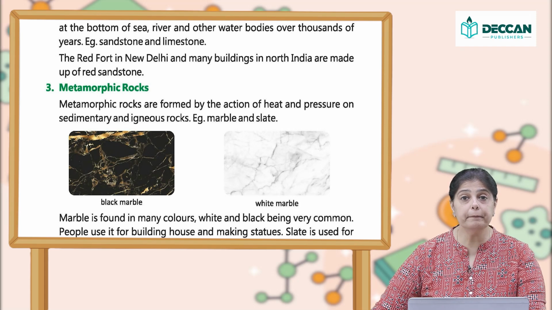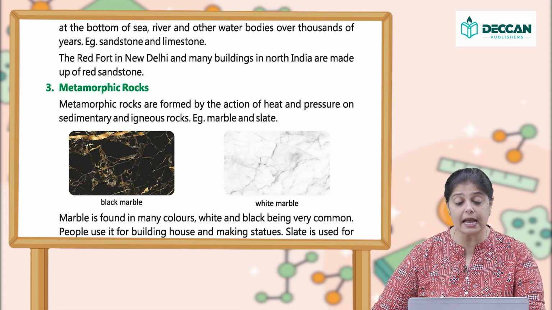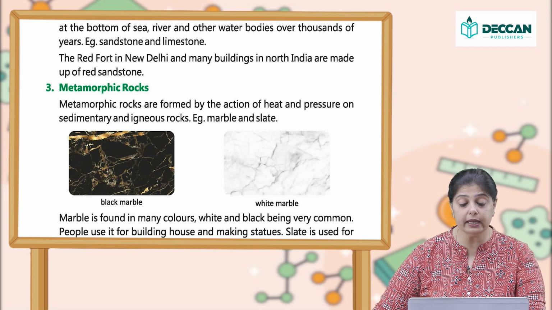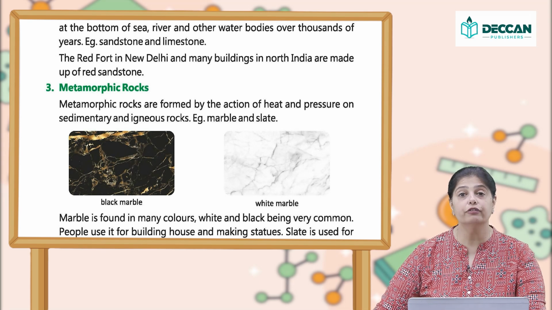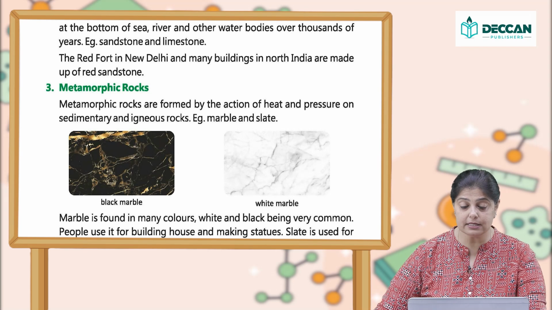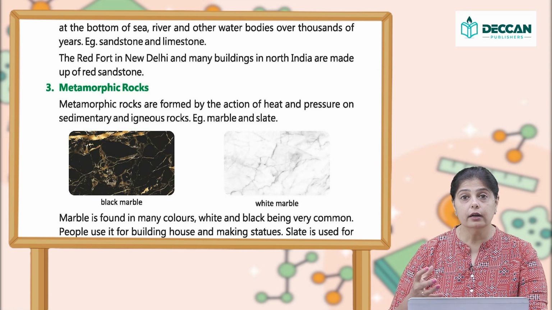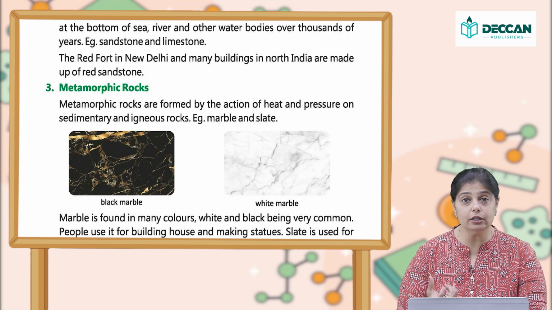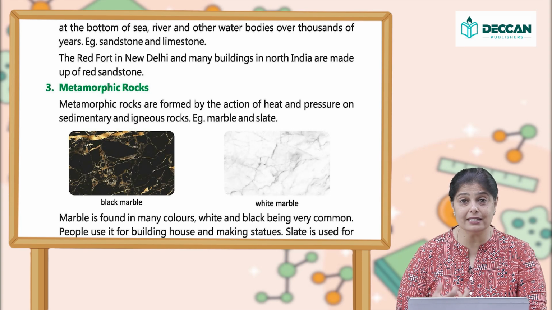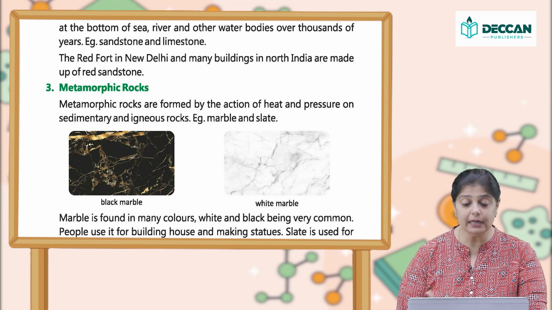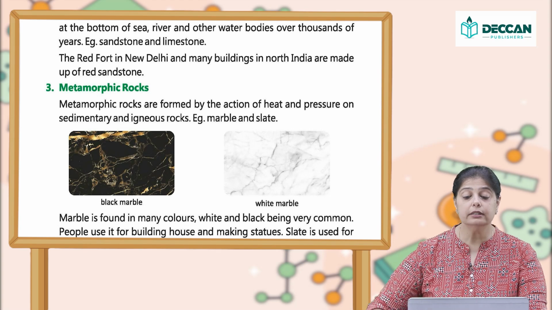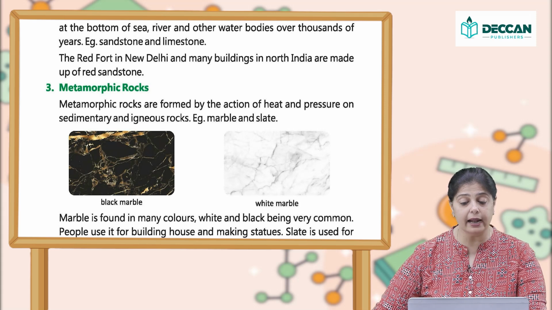Then you have metamorphic rocks. Metamorphic rocks are formed by the action of heat and pressure on sedimentary and igneous rocks. For example, marble and slate. So when there is heat and pressure on the igneous and the sedimentary rocks, that's when metamorphic rocks are formed because of that heat and pressure. These are examples, marble and slate.